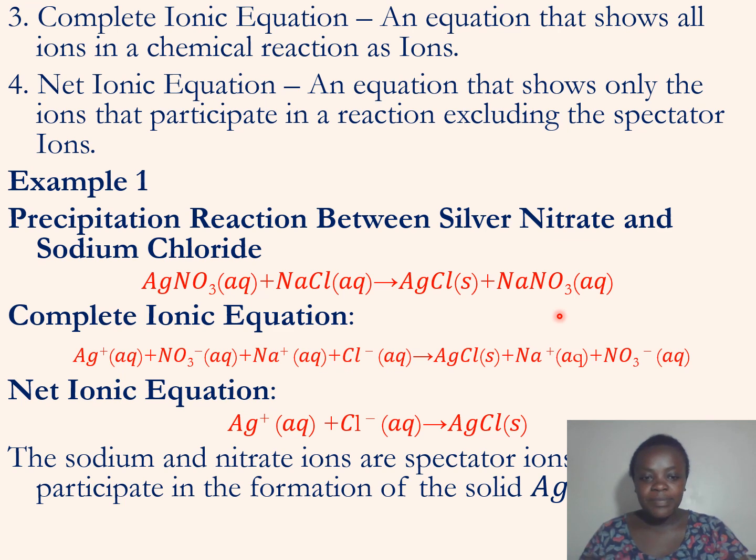Now, the second step is to write a complete ionic equation. That is, we split the ions but include all of them in that equation. The first one here, we can split because any substance whose state symbol is aqueous can be split. So we have silver ions, they are positively charged. Then we have nitrate ions, they are negatively charged. We have sodium ions, positively charged, that's why we are using that plus, and chloride ions. Those ions on the left side are our reactants, and they can all be split since they are in aqueous state.